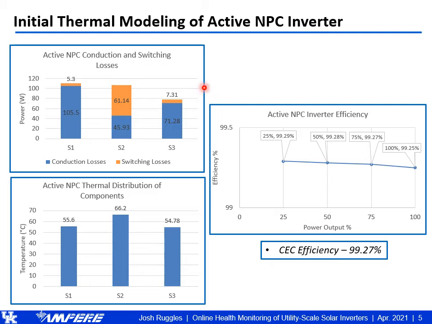The initial thermal modeling for the active NPC inverter shows a fairly even distribution of total losses amongst all switching devices. This contributes to a more even thermal distribution across switching components, which improves the overall lifetime of each device. The efficiency of the active NPC inverter is also very high and has a weighted CEC efficiency of 99.27%.